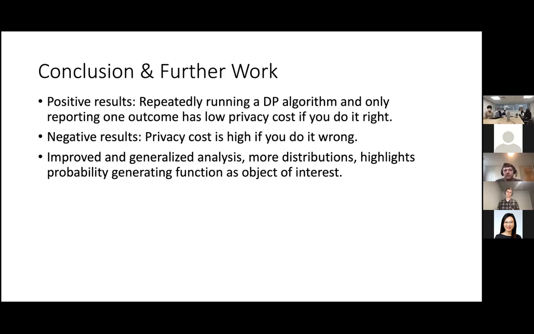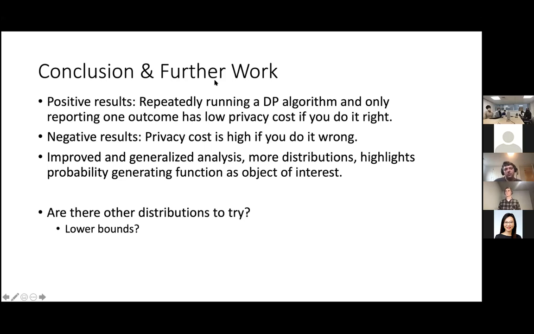So the analysis is basically an improvement and generalization of what Liu and Talwar did. We looked at more distributions, and we also gave a generic result, which I haven't actually told you about, that relates probability generating functions to what we're interested in. Some important questions for future work: are there other distributions to look at? I think we did a decent job of exploring the space of possible distributions, but we don't have any lower bounds. We don't know these are optimal, and there could be other distributions we could try.